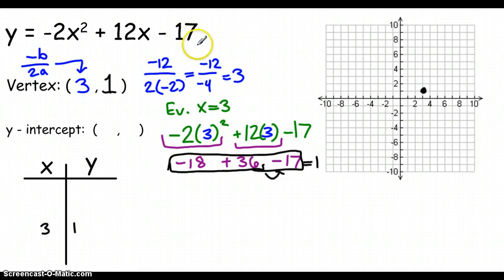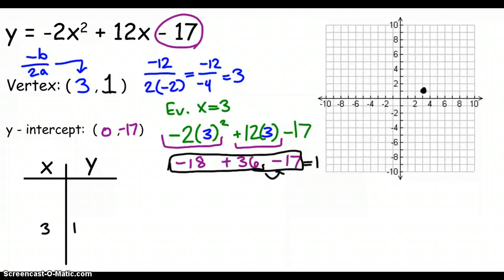Now our y-intercept is always our c value. So the y-coordinate for my y-intercept is that negative 17. And since we are on the y-axis, we haven't gone anywhere in the x direction. Our x-coordinate is always 0 when we're talking about our y-intercept. Now, this y-intercept does not fit on our graph, so we will not be able to use it and its symmetry to plot some points.